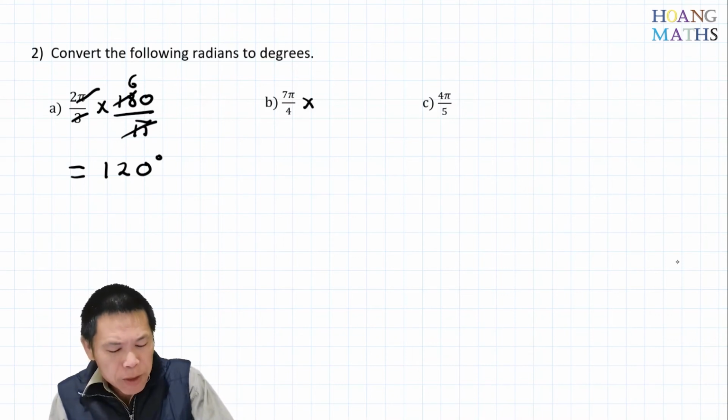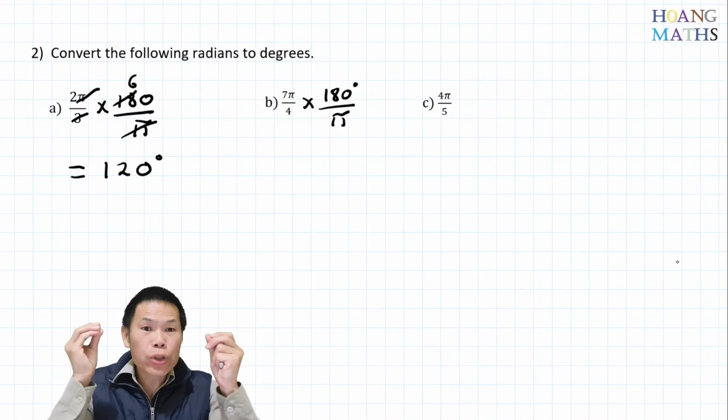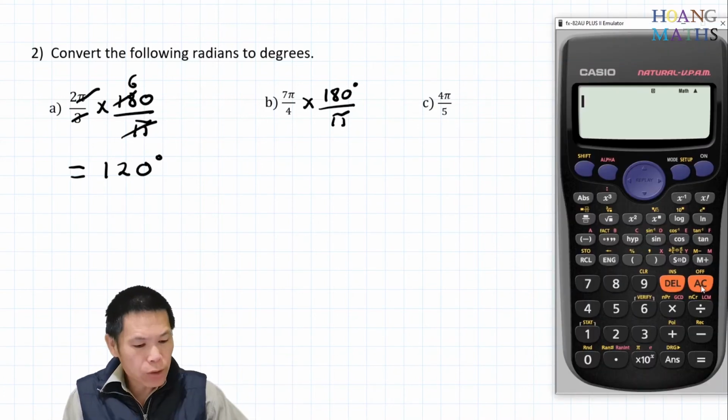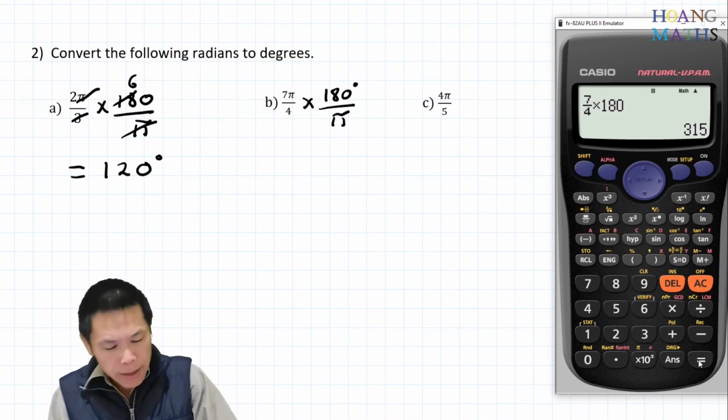Similarly, we just times by 180 degrees over pi because we want degrees. So we just simplify or just use a calculator. All I need to do is 7 over 4 times 180. There you go. 315 degrees.